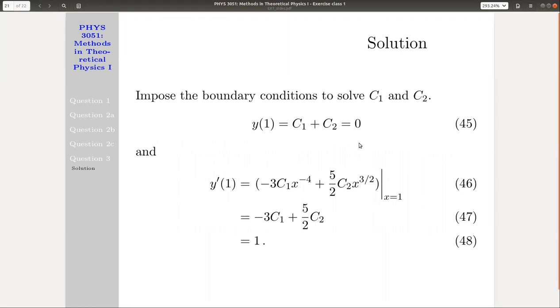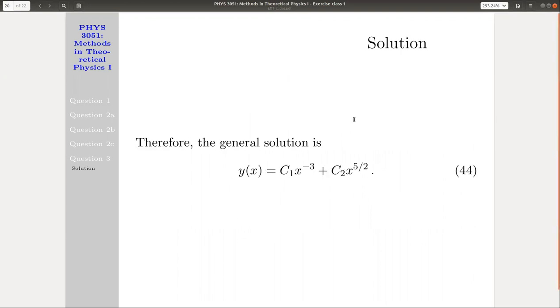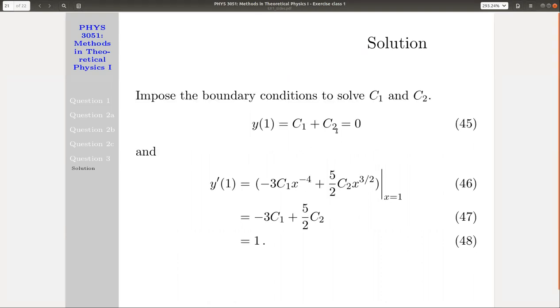In order to solve for C1 and C2, you have to impose these two boundary conditions. For the first boundary condition, you have y(1) equal to 0. Then you just substitute x to be 1, and you have c1 plus c2 equal to 0. The second boundary condition is y prime of 1 equal to 1. Then you just take the derivative and substitute x by 1, and you get minus 3c1 plus 5/2 c2, and this is equal to 1.